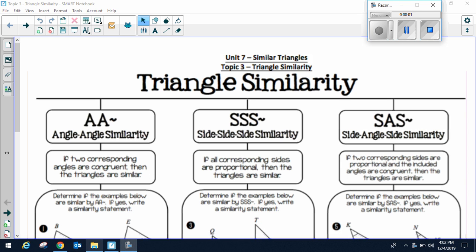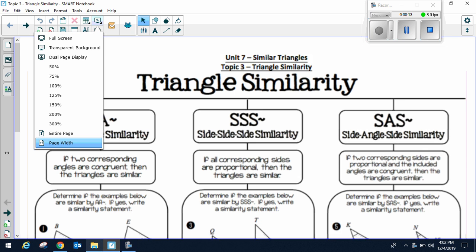All right, so today we're going to talk about the three things that can make triangles similar. There are three postulates and theorems that make triangles similar. The first one's angle-angle, the second one's side-side-side, and the third one's side-angle-side. So let's start with angle-angle.